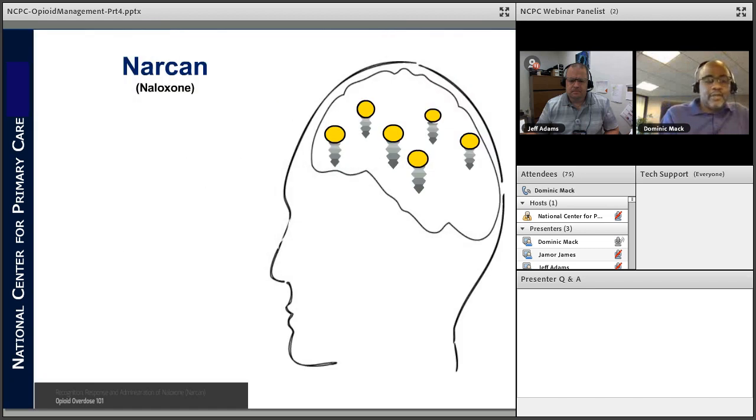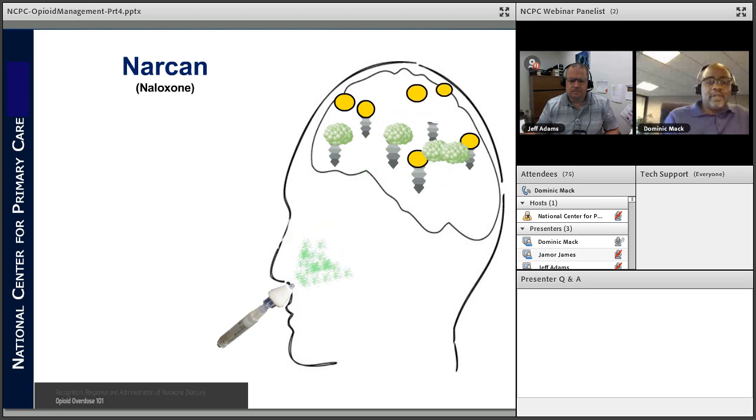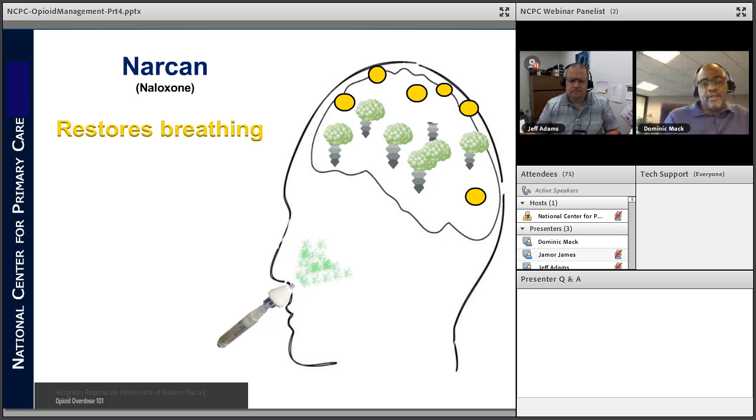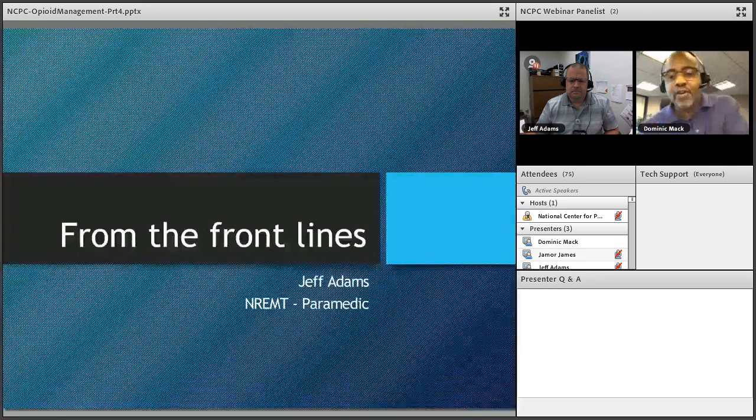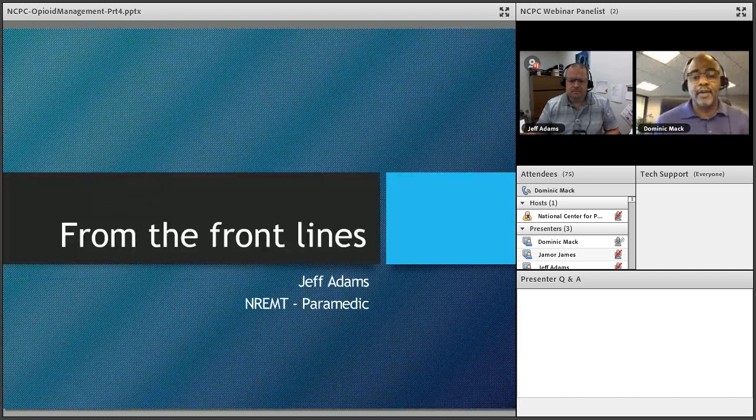Those are receptors that kind of evaded us on the last slide. And let's see, you give the Narcan, and the Narcan knocks the opioid from the receptors, thereby returning respiratory function, and the patient can now breathe. So I'm going to turn it over to Jeff to tell you a little bit more about what's happening outside of the practice and what he's seen.